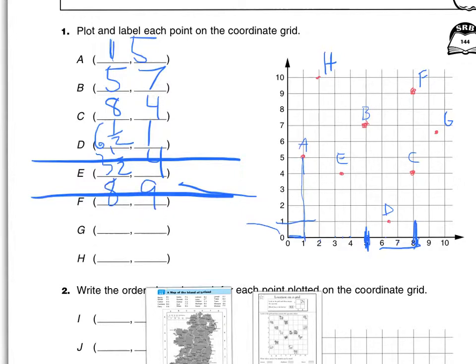I can't erase these lines, I'm sorry, they're still in there. And then G, I wanted to make tricky for you. If you go over to G, you'll be at 9.5 because you're in the middle of 9 and 10. And if you go up, you're at 6.5 because you're in the middle of 6 and 7. So you're actually at 9.5 and 6.5. Then H, you're going to go over 2 and then up all the way to 10. So it's 2, 10.